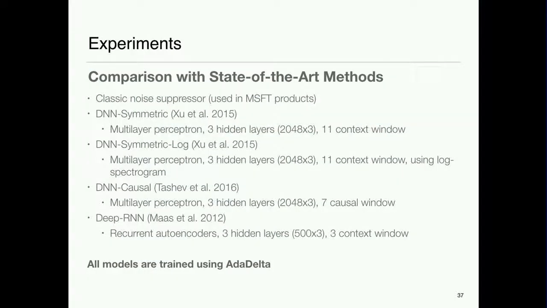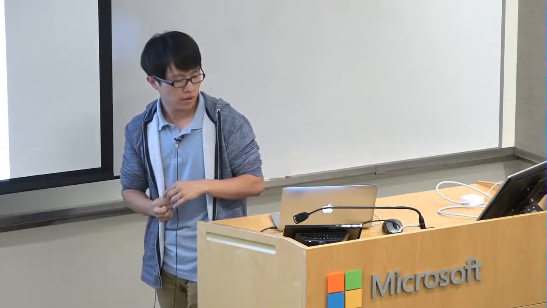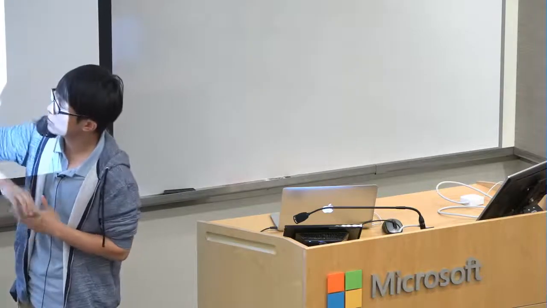Okay, so for all the previous experiments, I performed them to choose the best model and to see what the impact of different hyperparameters of the model architecture is on the final performance. Now since I already have the optimal one, I would like to compare it against the state-of-the-art results in the literature. So the first one I'm going to compare with is the classic noise suppressor currently used in Microsoft Teams. And the second one is the DNN-based regression for denoising. Here symmetric means I use a context window of 11, and the context window is symmetric, which means I have 5 frames preceding the current frame and 5 frames following the current frame.